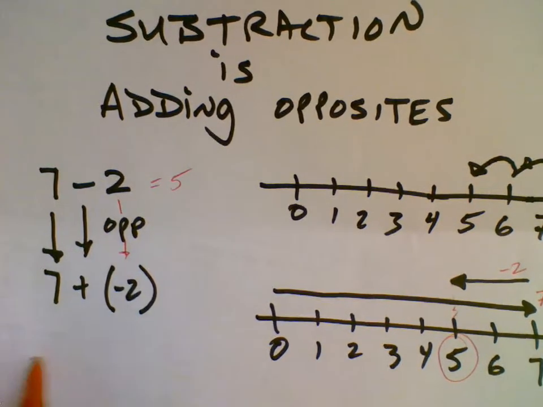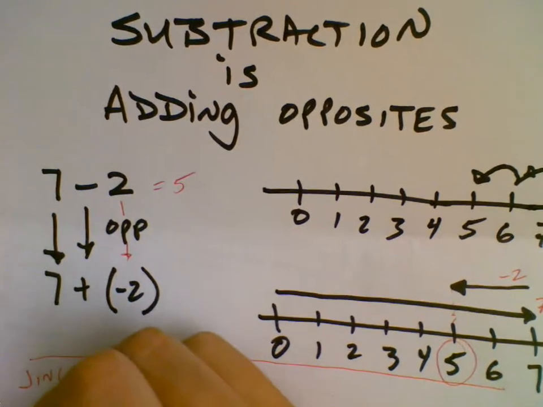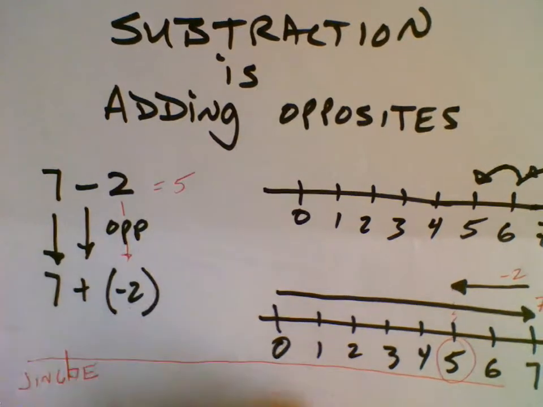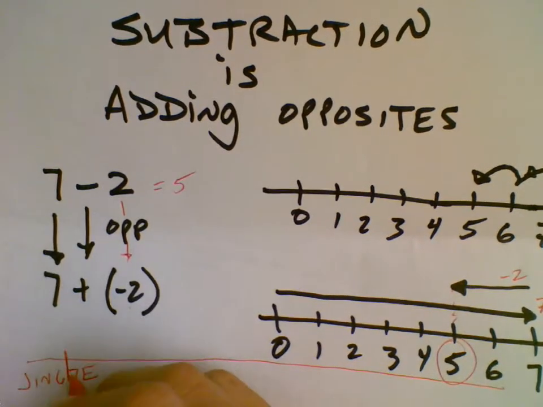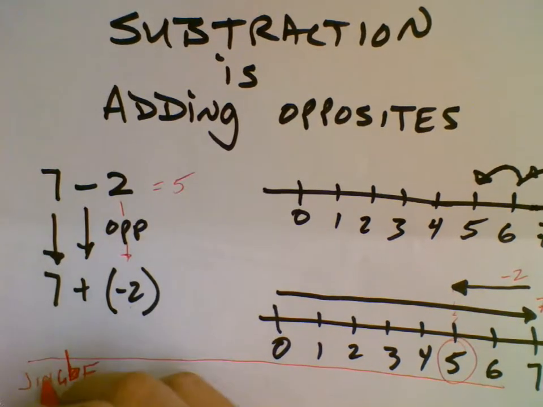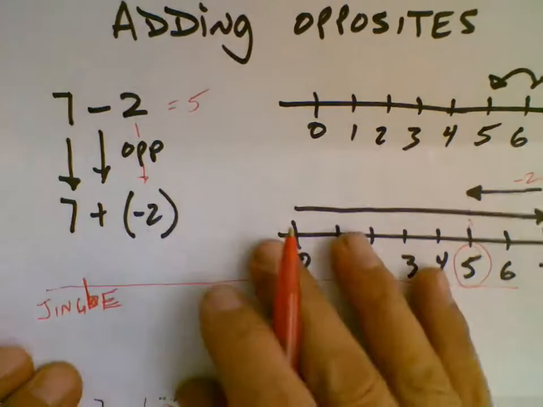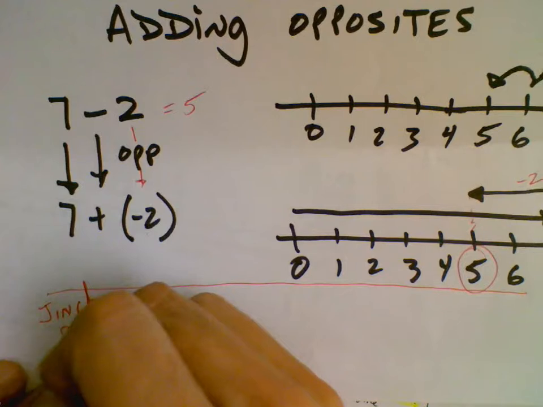And the other thing we did about this was our jingle. And the jingle worked with addition. So much for my L. And the jingle said, same signs, add them up, different signs, subtract. So the jingle is for adding.